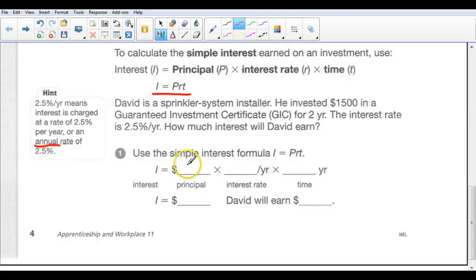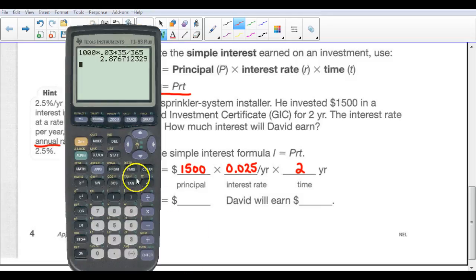Interest is equal to the original principal, which is $1,500, times the interest rate. The interest rate is 2.5%, so it's going to be 0.025, because it has to be in a decimal, it can't be a percent, times the number of years, and it says for 2 years. So the amount of interest he's going to earn, we'll just take our calculator and do 1,500, multiply that by 0.025, which is 2.5%, multiply that by the number of years he's going to invest it.